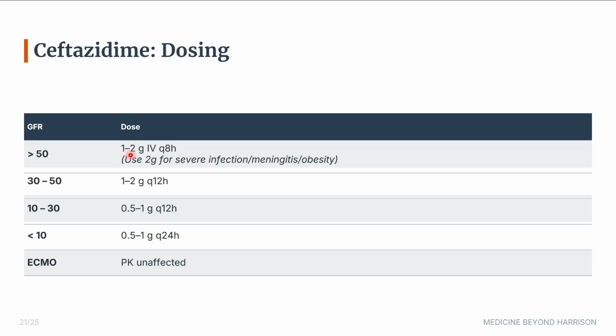Standard dosing is 2 gram IV, 8 hourly. In case of severe infection, meningitis, and obesity, go for 2 gram IV every 8 hours. When GFR is less than 50, give 1 to 2 gram every 12 hours. When GFR is 10 to 30, you can go for 0.5 to 1 gram every 12 hours. In case of GFR less than 10, it's 0.5 to 1 gram every 24 hours. In case of ECMO, pharmacokinetics are unaffected, so you can go for regular dosing.